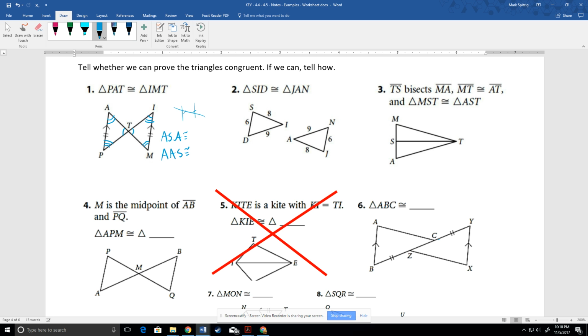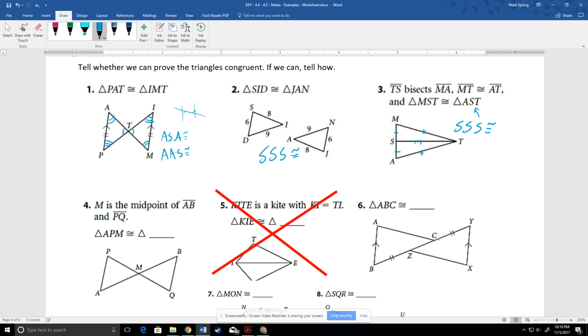In this case, we have the sides are 6, 8, 9. That's all the sides are congruent. They have the same measure. This one says TS bisects this segment. So it's splitting the segment up into two congruent segments. MT is congruent to AT. And it's telling me this triangle MST is congruent to triangle AST. So we're trying to just check if that's true. We know the reflexive side there. So in this case, we do have side, side, side as the reason.